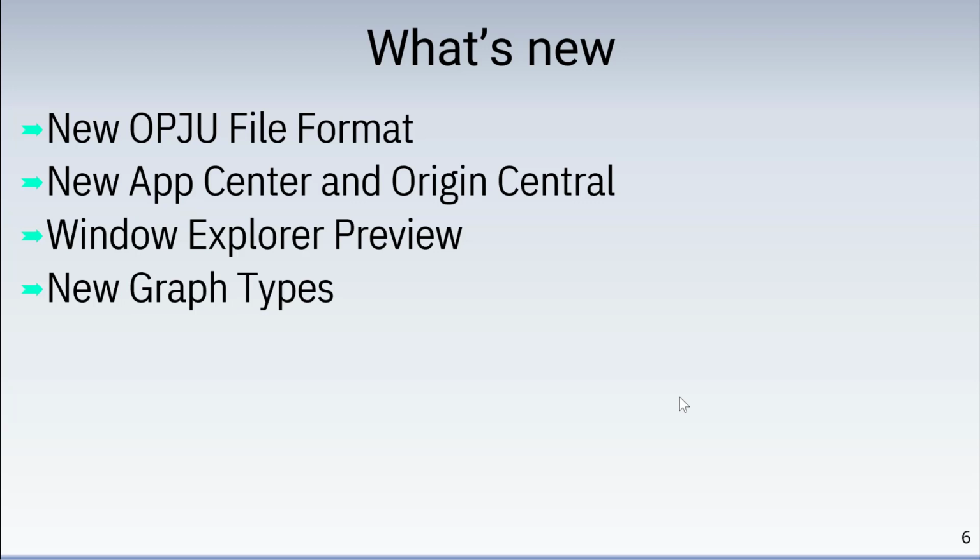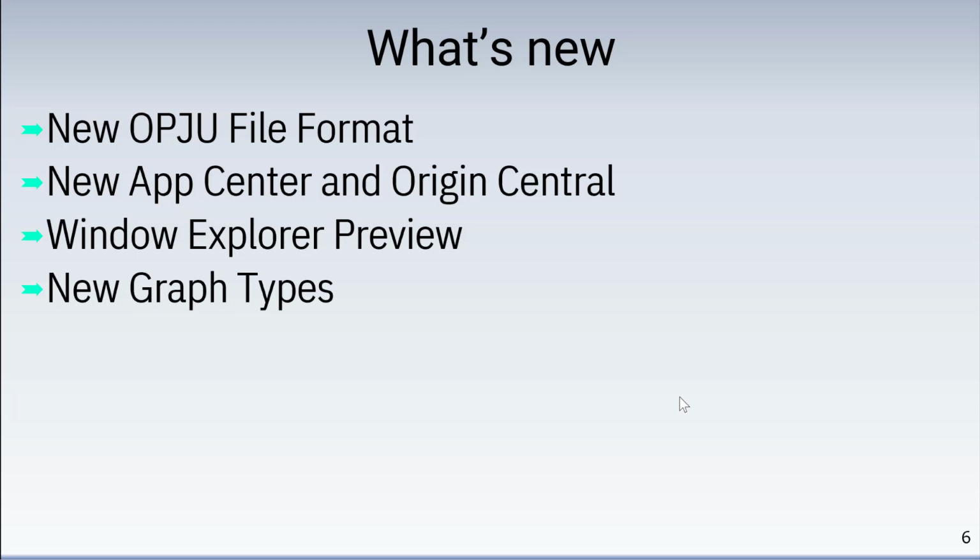Now we are also able to see preview and thumbnails of workbooks and matrices in Windows Explorer and Project Explorer. You can now also open files from Google Drive directly. They have also introduced an active window indicator. New graph types like trellis plot have been introduced.